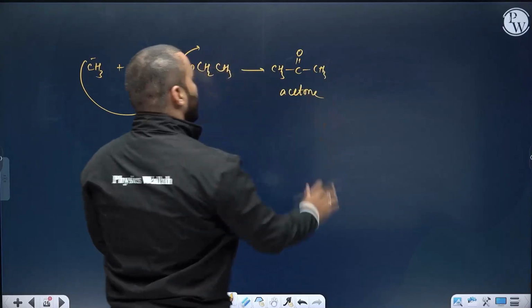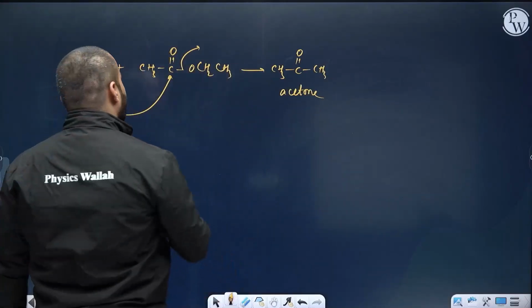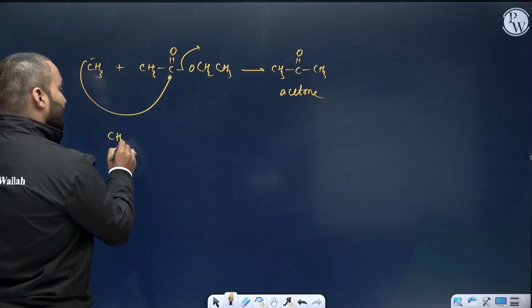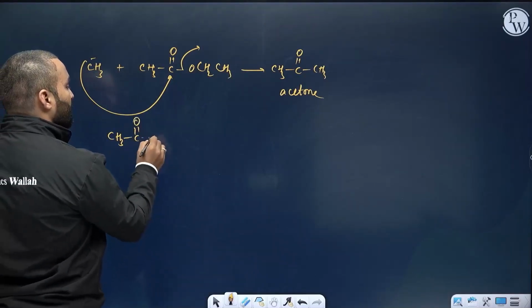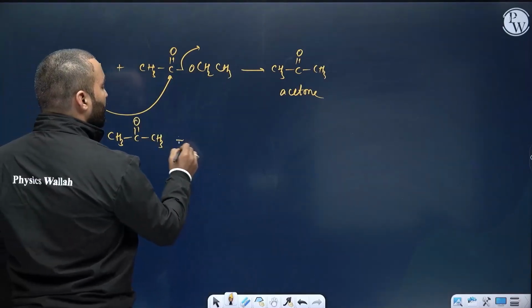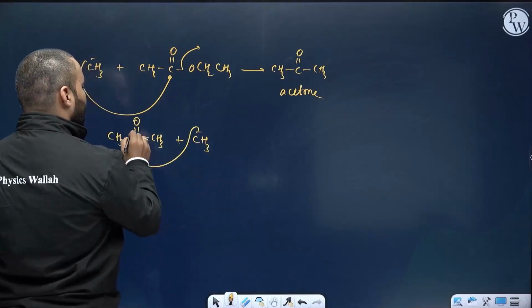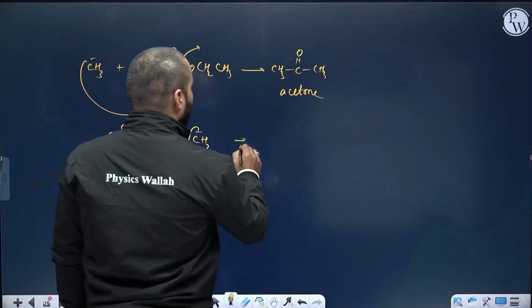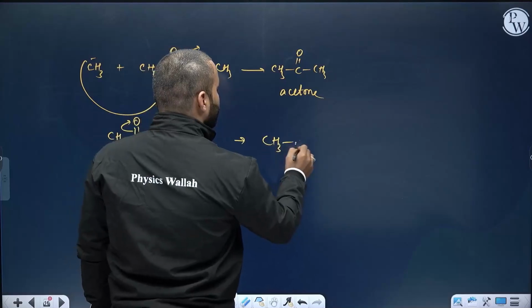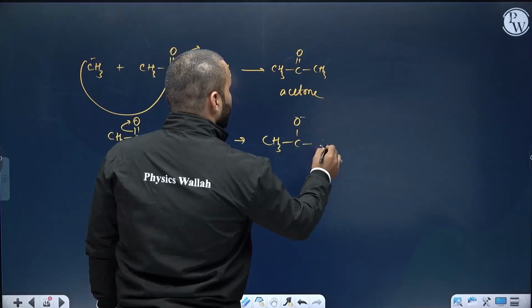If you want, you can stop the reaction here. If you want, you can carry it forward. You can react this acetone product obtained with another molecule of Grignard reagent that is going to attack over here. This bond will open up. Final compound obtained will be CH3 with oxygen minus and CH3.